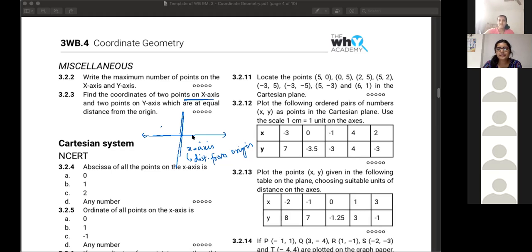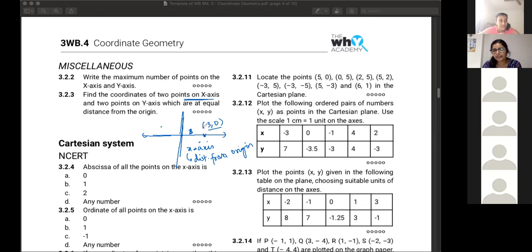Okay, so to make it easy, you need to find 2 points, right? Take any random point. Let's say (3, 0). What is the distance of this point from the origin? 3 on the x-axis. Yes, it is on the x-axis, so (3, 0), and the distance is 3 units.